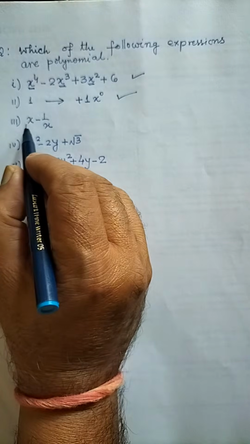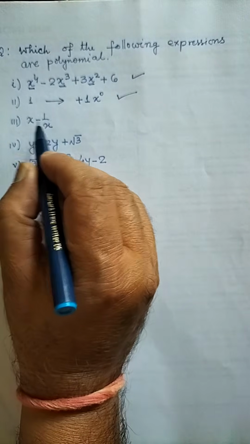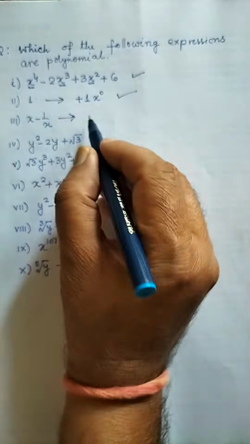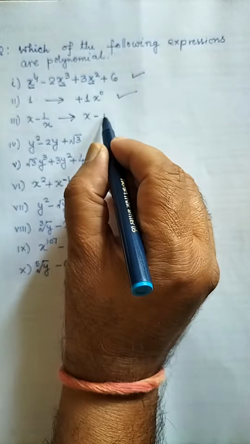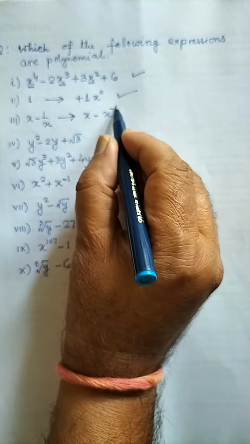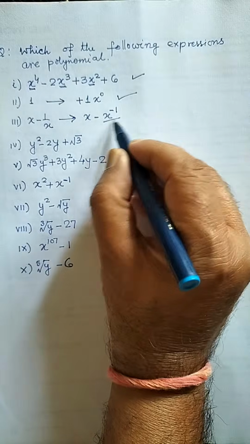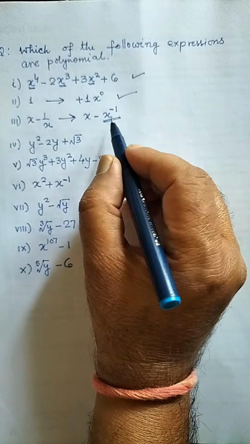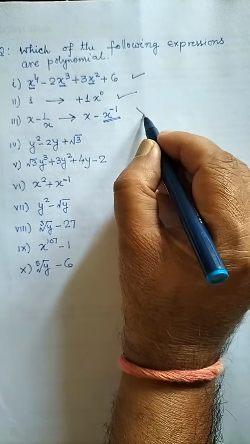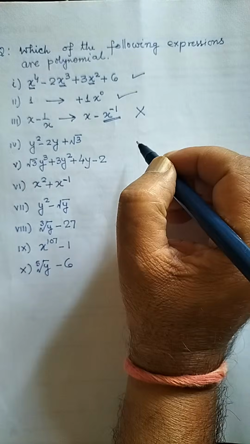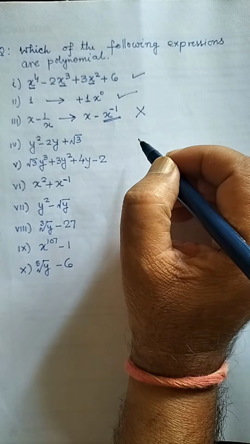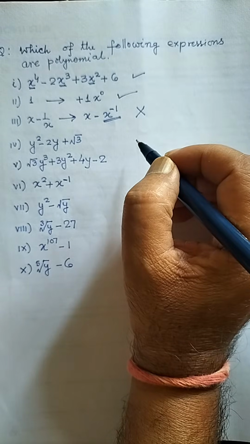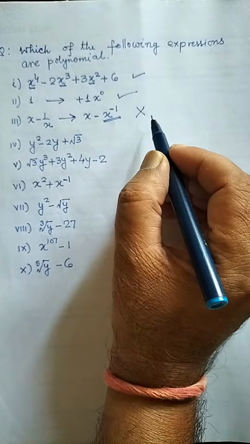In this case, this is x, this is 1 by x. x minus 1 by x is not a polynomial. Why? Because I can write 1 by x as x to the power of minus 1. And here I am having negative power, right? Because it is having negative power, it is not a polynomial. So in order to be a polynomial, as we know, variables cannot have fractional or negative power. So this is not a polynomial.